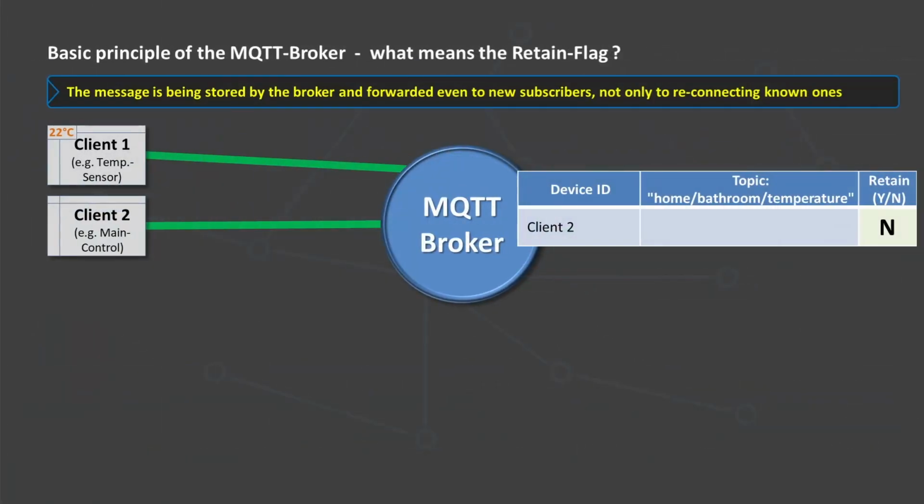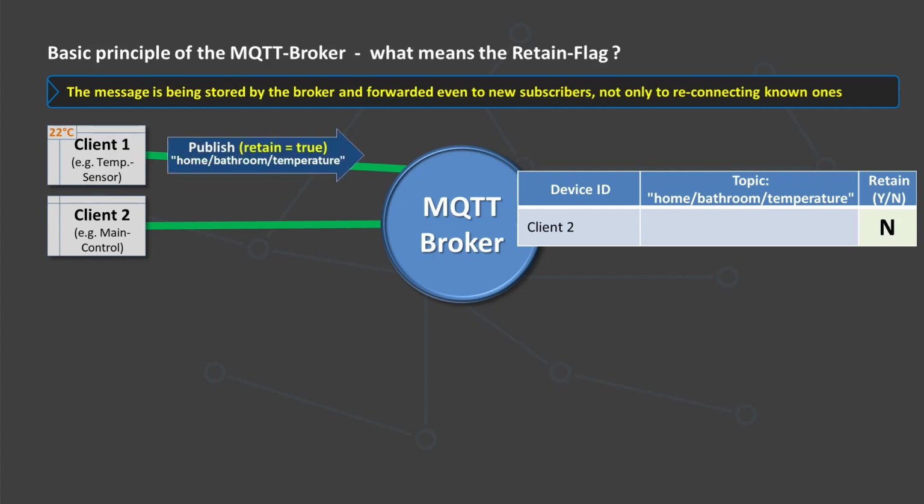With the setRetain flag, the MQTT message will be stored by the broker and forwarded to the subscriber as soon as it connects with the broker. The difference here is, even newly added subscribers will be receiving the message immediately upon subscription, even though they have not been present in the subscribers list before.